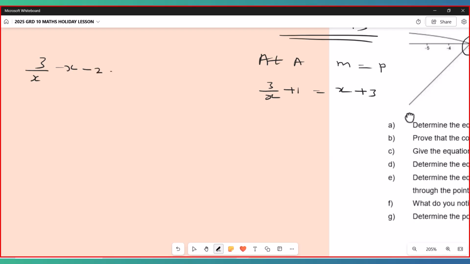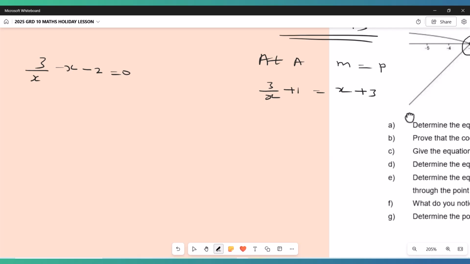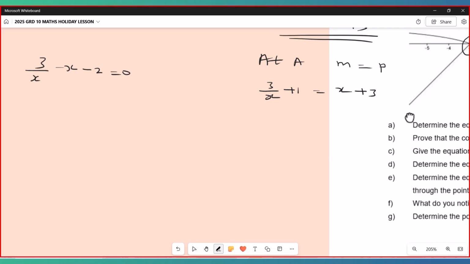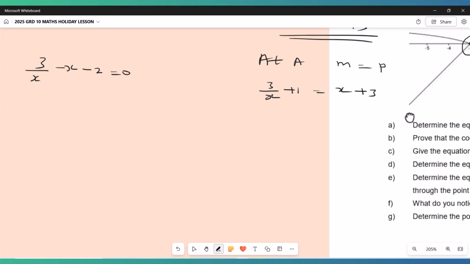equals 0. You see this positive 3 became negative, and then 1 minus 3 gives me negative 2, then the positive x becomes negative x as well here. So I'm solving this now. So what am I going to do here? I'm going to multiply through by x.